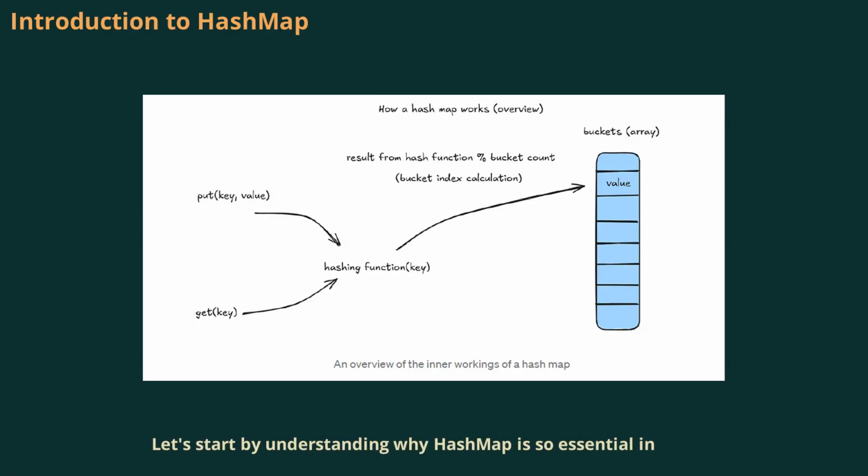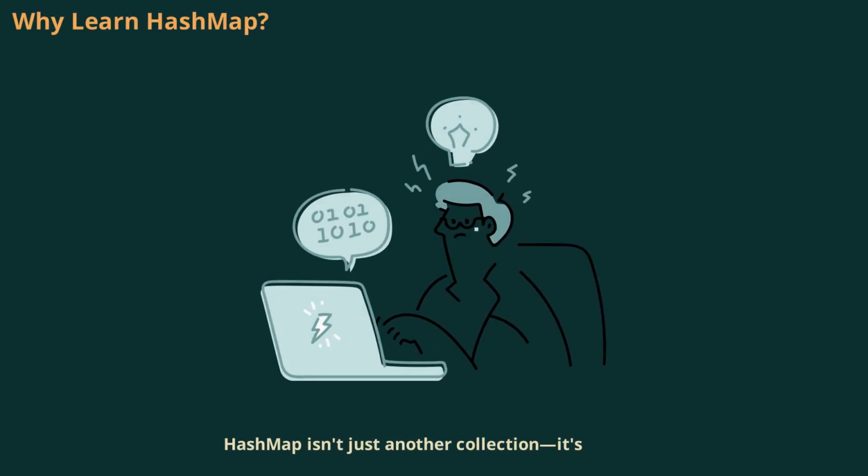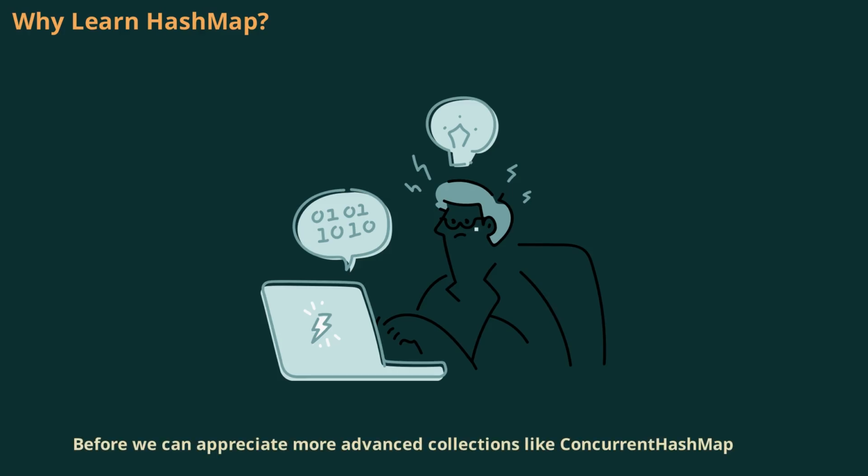and efficient. Let's start by understanding why HashMap is so essential in Java programming and what makes it stand out among other collections. HashMap isn't just another collection, it's a foundation for many Java applications. Its design allows for fast access to data, making it ideal for scenarios where quick lookups are necessary. Before we can appreciate more advanced collections like ConcurrentHashMap, it's important to grasp how HashMap operates internally. This understanding will help you write more efficient, reliable code and troubleshoot issues more effectively. So let's dig into the basic theory and see what makes HashMap tick.